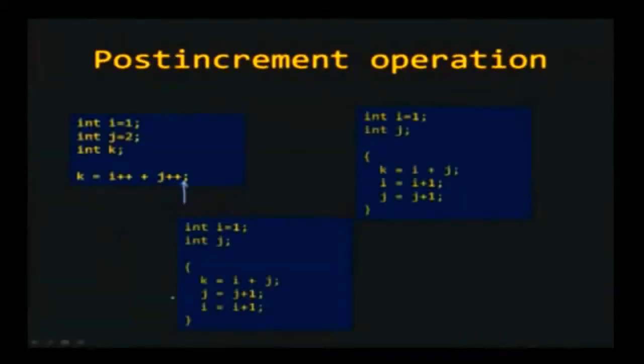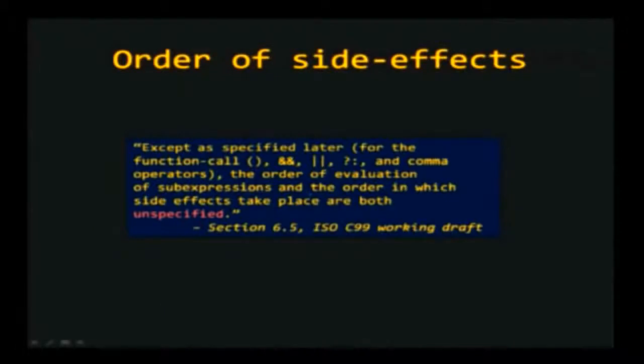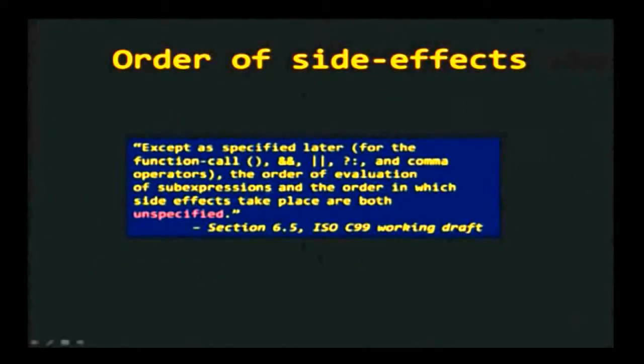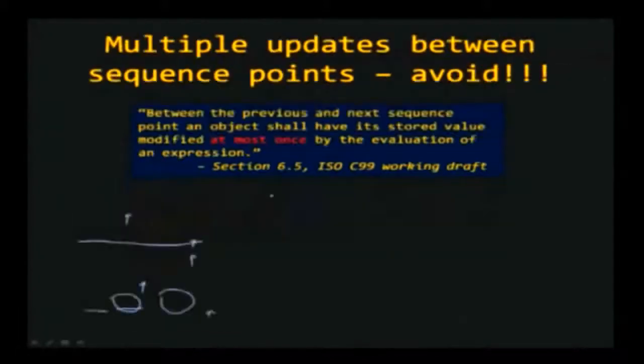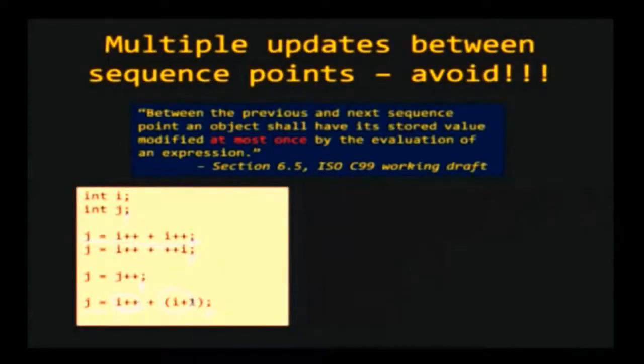Let us go back to that, and this is what it says: the order of evaluation of sub expressions is also unspecified. So, if you look at this expression j equal to i plus plus plus i plus 1, it is not clear which happens first, i plus plus or i plus 1. So that is also unspecified.